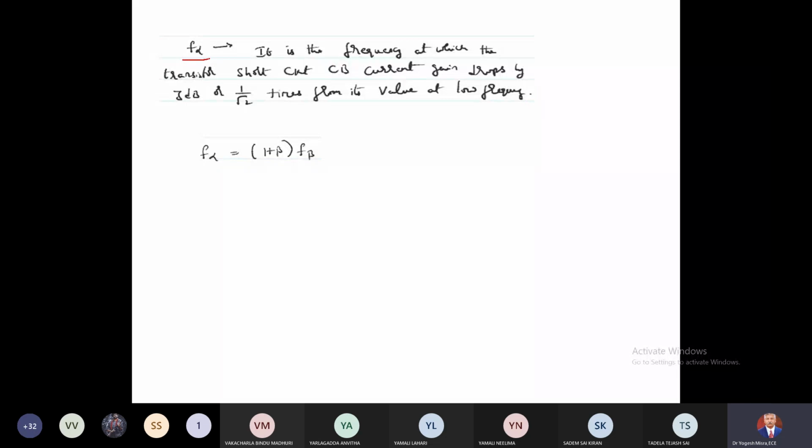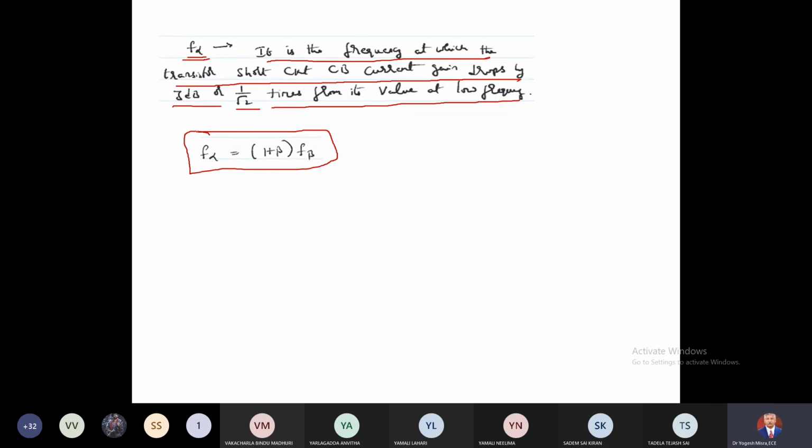Now there is another term, F alpha. It is the frequency at which the transistor short circuit current gain drops by 3 dB, by root 2 times from its value at low frequency. Its expression is F alpha is equal to (1 plus beta) F beta, where F beta is your cutoff frequency.